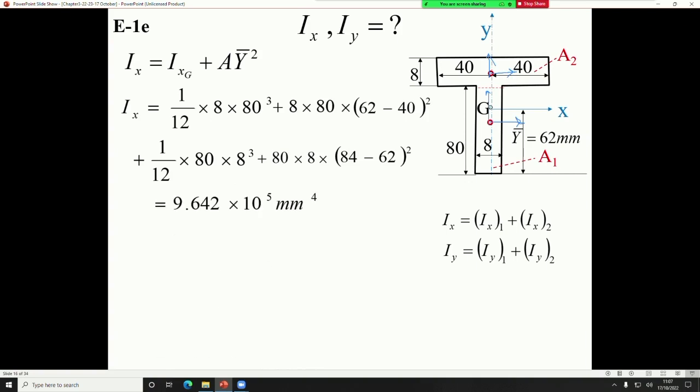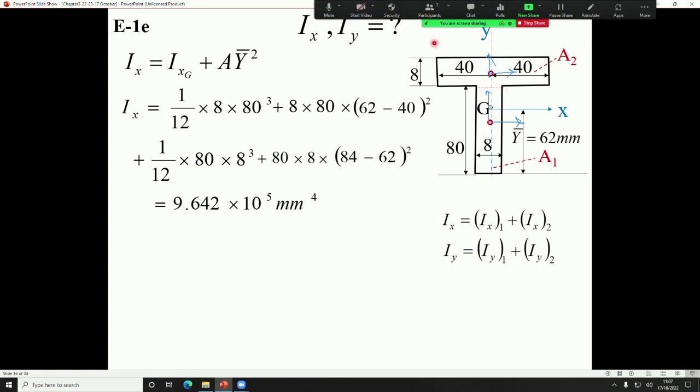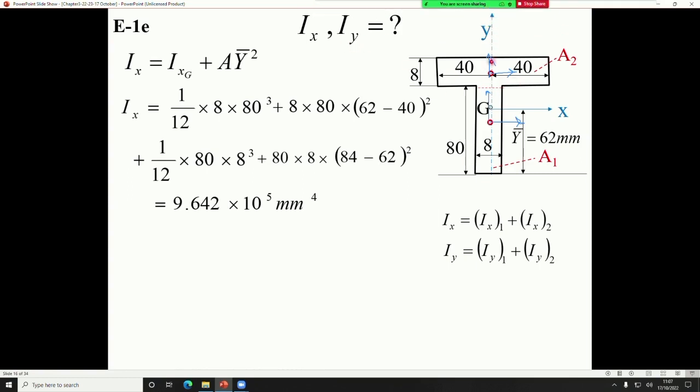And the answer is 9.642 times 10 to the power of 4 millimeters to the fourth power. Now for the Iy, as you can see, the section has one axis of symmetry. And if I look at this rectangle, its y-axis is the same as the y-axis that we are after. And if I look at the top rectangle, its y-axis again is the same as the y-axis I am after.